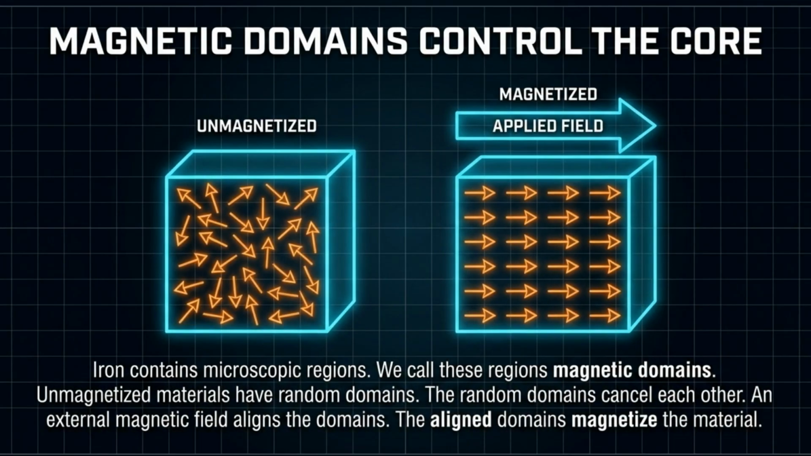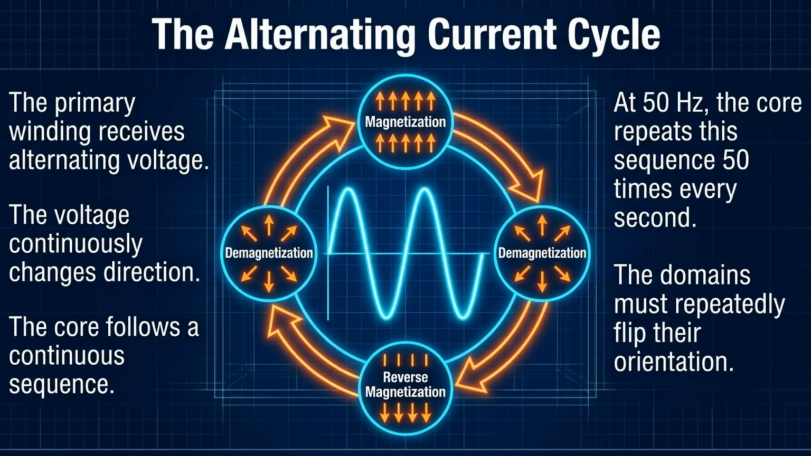Magnetic domains control the core. In unmagnetized iron, these domains are random, but an external magnetic field forces them to align, effectively magnetizing the material. Within an alternating current cycle, the voltage repeatedly changes direction. This forces the magnetic domains to flip their orientation 50 times every second at 50 Hz.